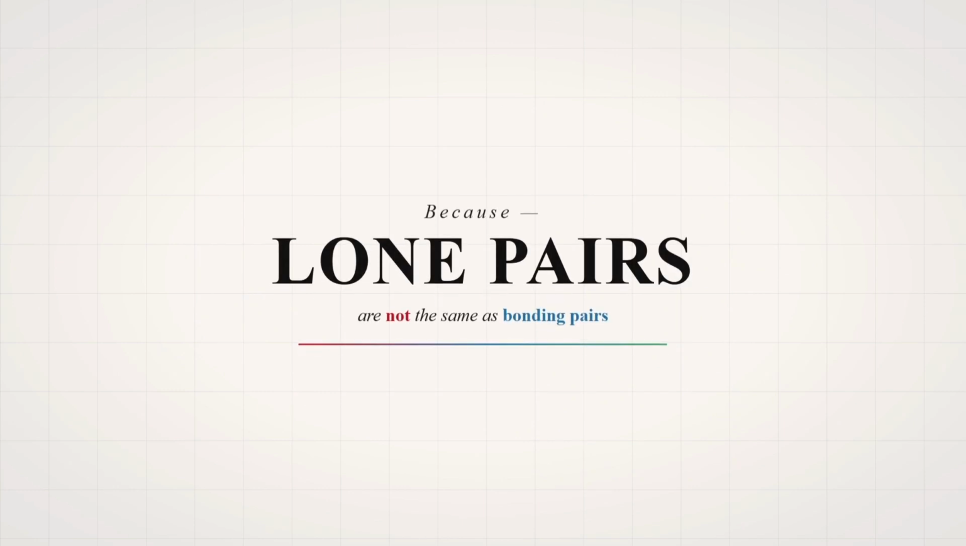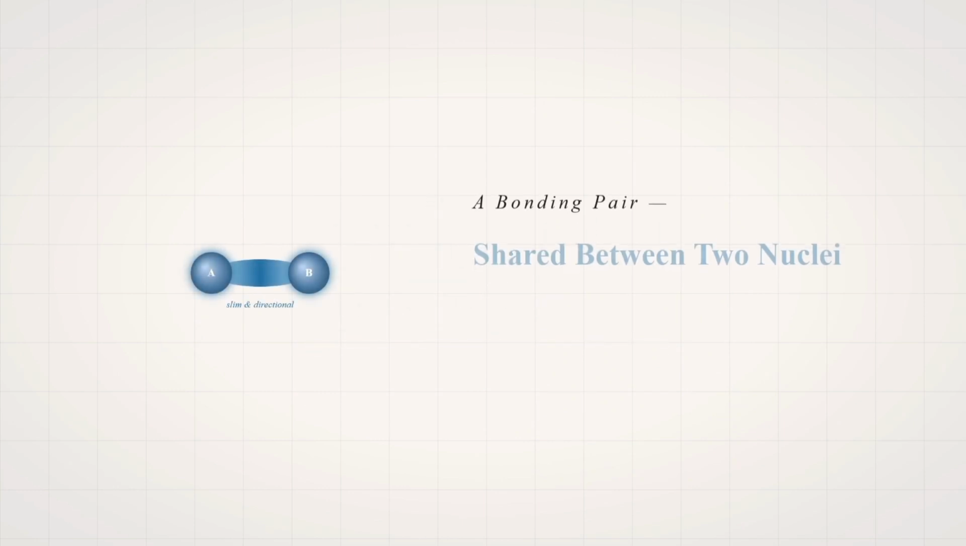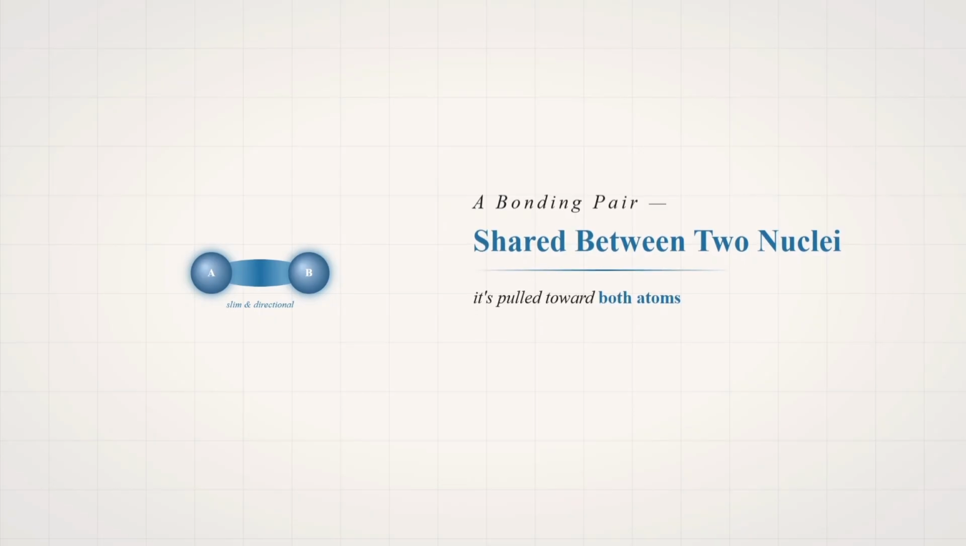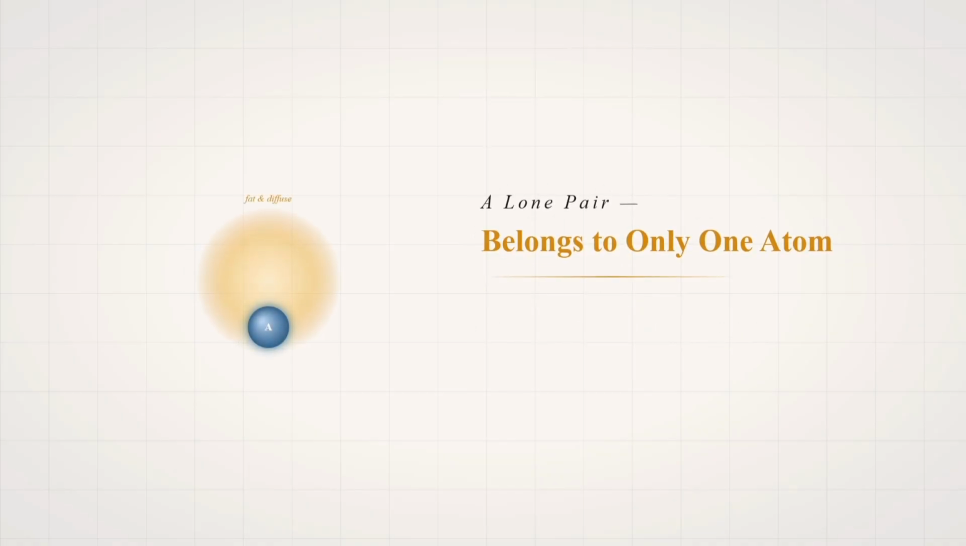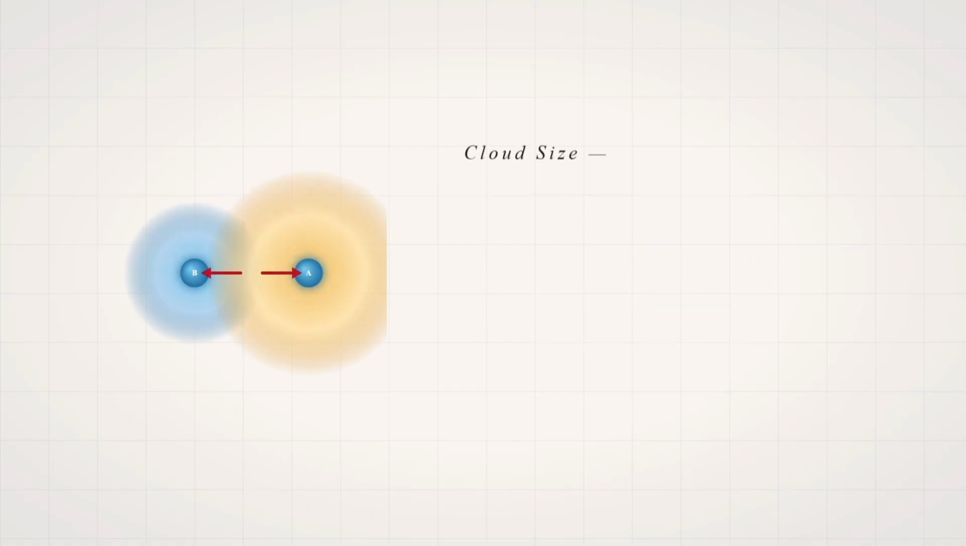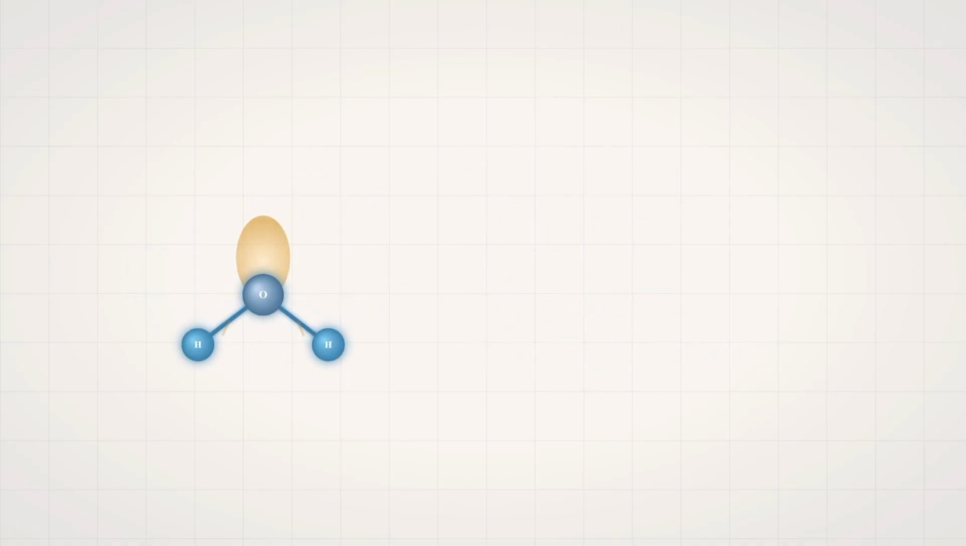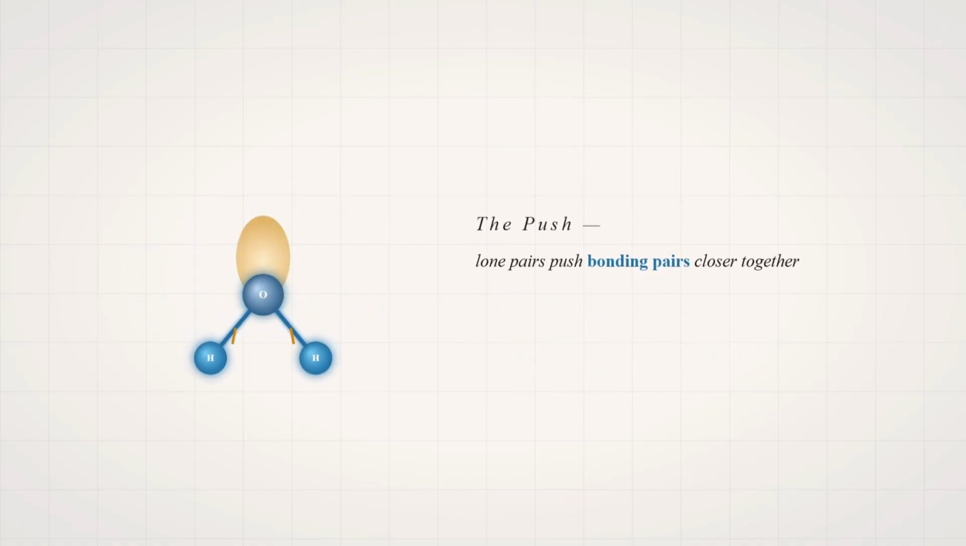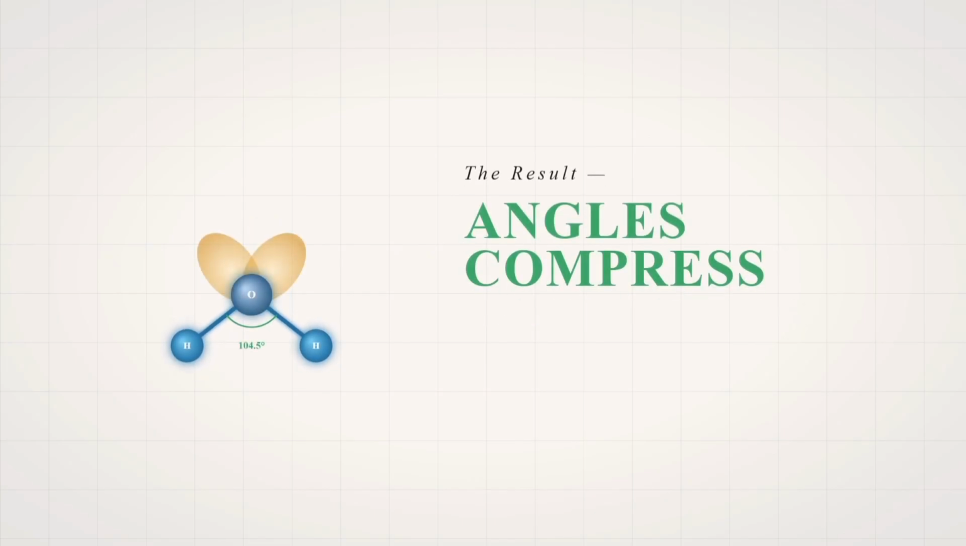Why? Because lone pairs are not the same as bonding pairs. A bonding pair is shared between 2 nuclei. It's pulled toward both atoms, making it relatively slim and directional. A lone pair belongs to only one atom. It's fatter, more diffuse, and spreads out more around the nucleus. Bigger electron cloud means bigger repulsion. So lone pairs push bonding pairs closer together more forcefully than bonding pairs push each other. The result? Each lone pair compresses the bond angles a little more.